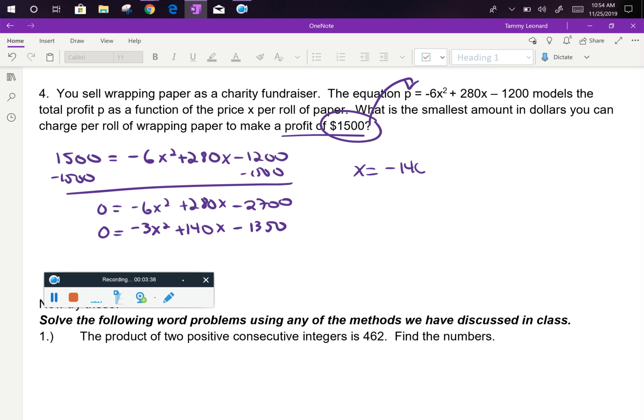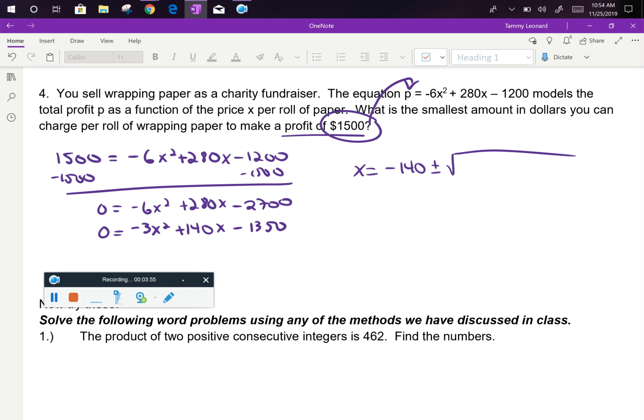Negative 140, plus or minus the square root of. Okay, I'm not going to do the discriminant on the side, because I'm instead going to teach you how to use your calculator in an efficient way with the whole formula. Because there's no plus or minus button on your calculator, that's not a thing, okay? So what's going to go in here?